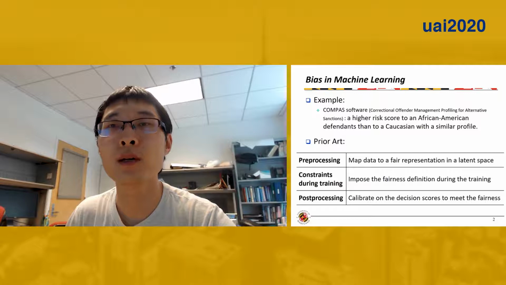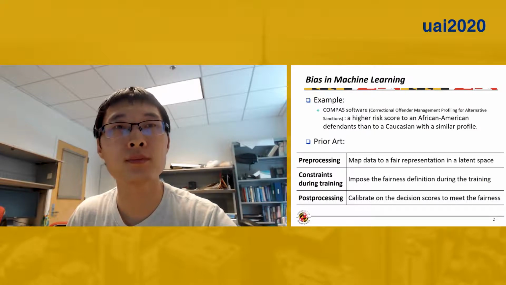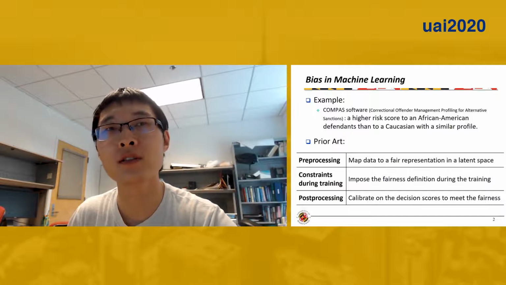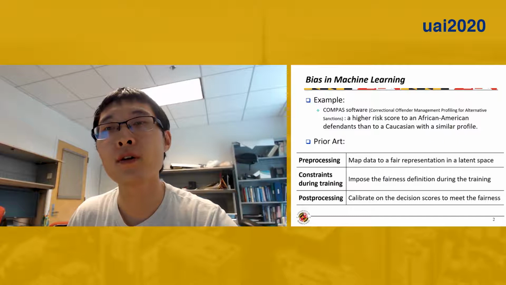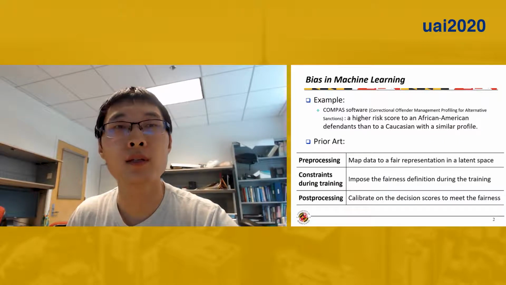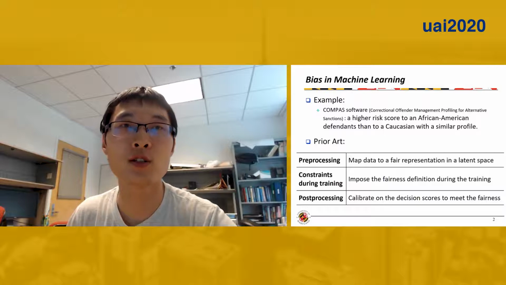To tackle the problem of machine bias, prior art mainly has three directions. The first group of algorithms map the data to a fair representation in a latent space before the classification. The second group of algorithms impose the fairness definition during the model training. The third group of algorithms calibrate the decision scores from the classifiers to meet the fairness definition.